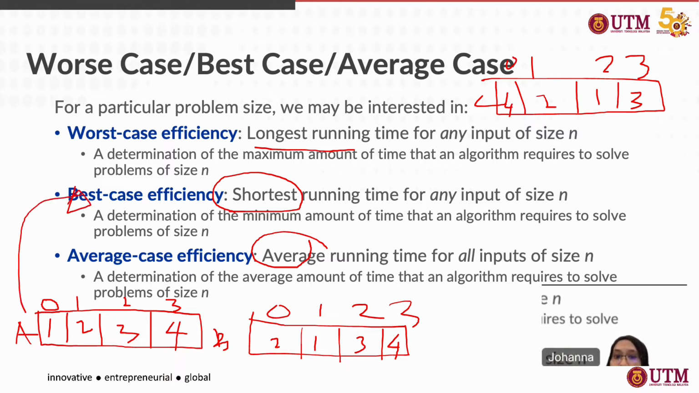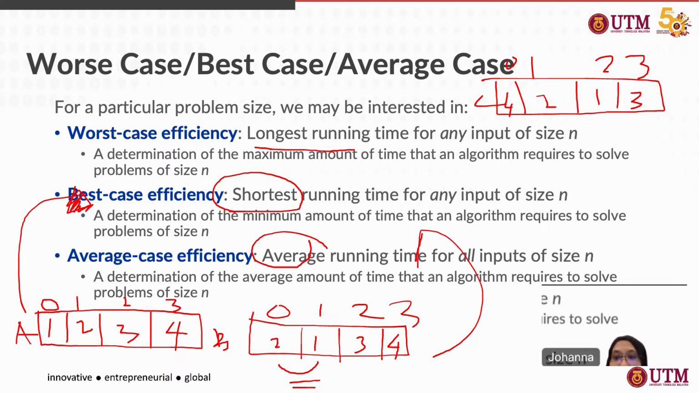Now looking at the B data set, the second data set, I have 2, 1, 3, 4. Basically, I just need to compare and swap for this part only. So maybe this one took about 5 seconds, maybe this one around 10 seconds. So these can be categorized under the average case.